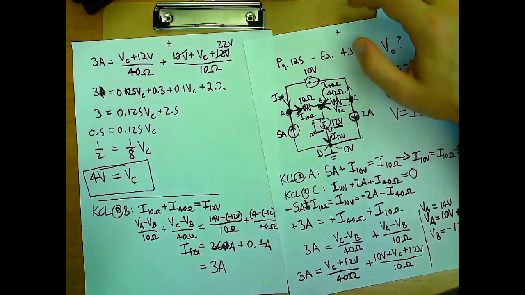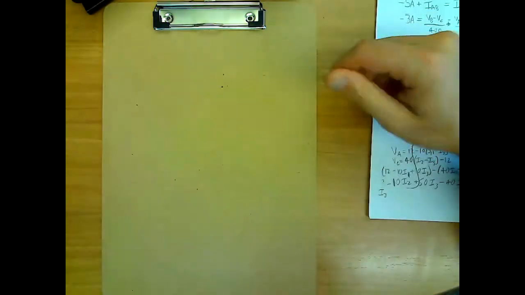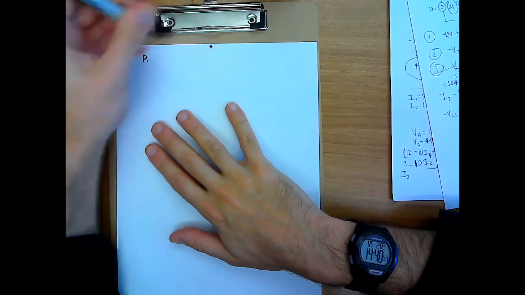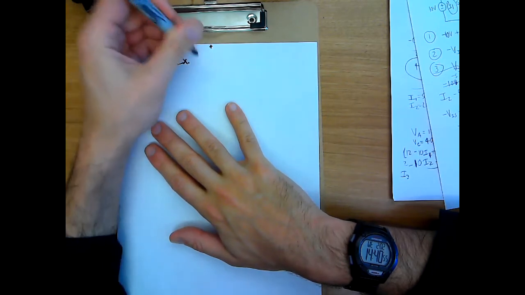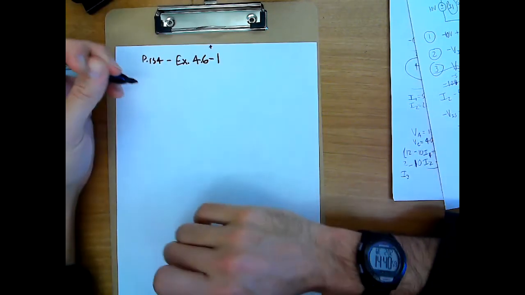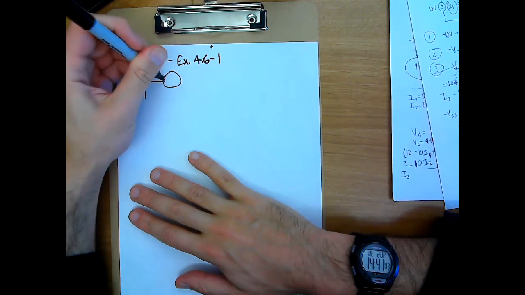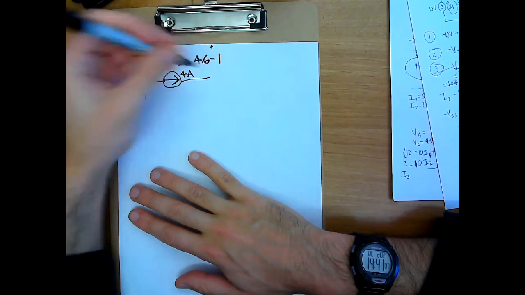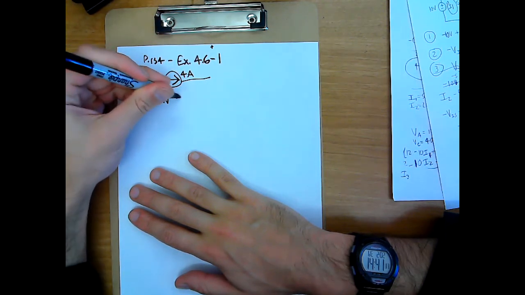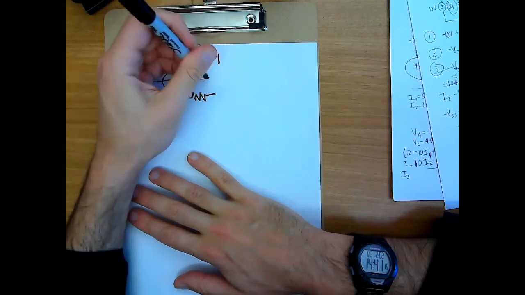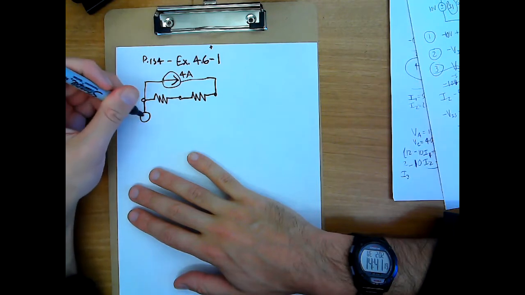Let's see if he can pull off a mesh equation now. All right, so this is from a little bit later on in the book. Get the right one. Yeah, that looks like it. This is from page 134, example 4.6-1. So, circuit in here. Note that I'm still drawing nodes in, even though we're doing mesh currents now.